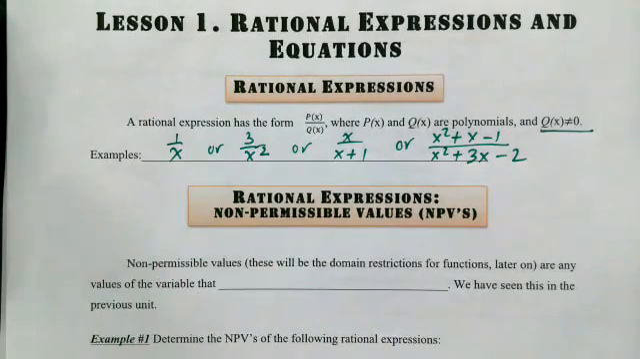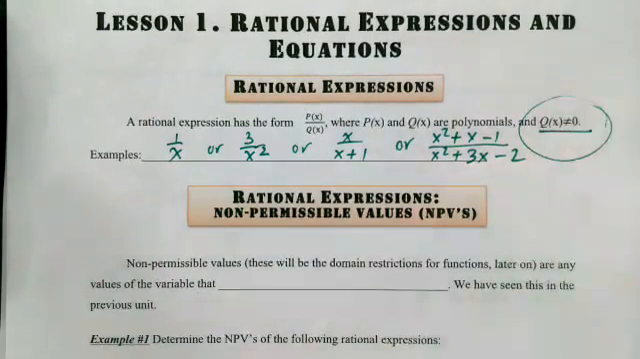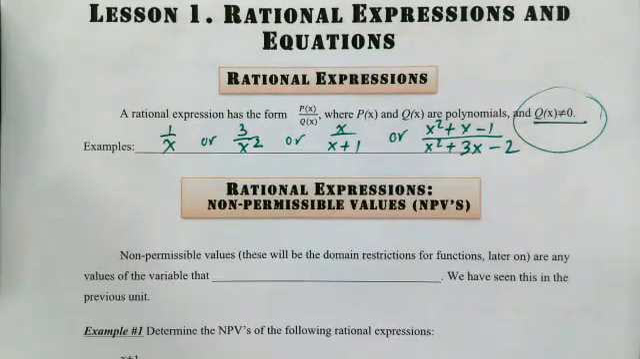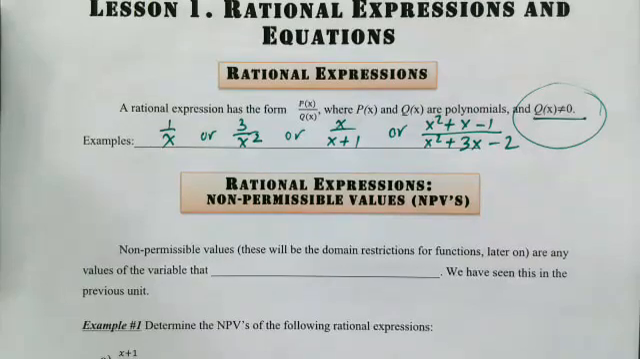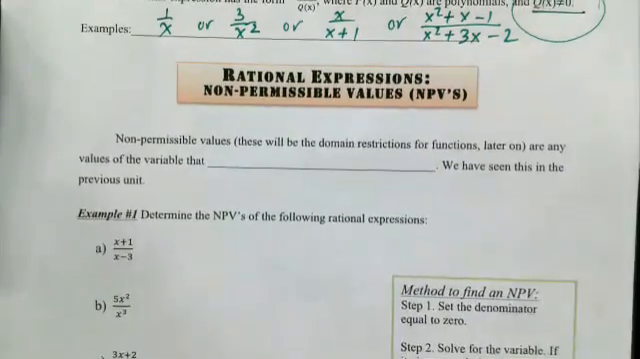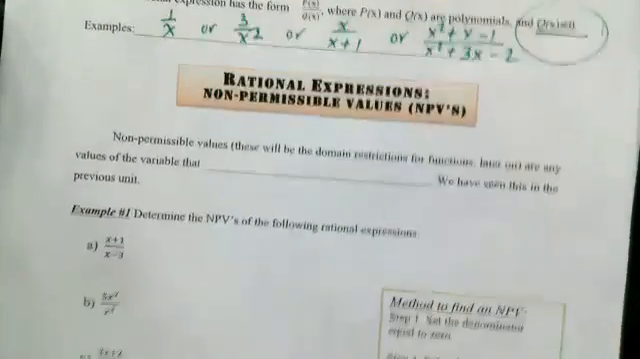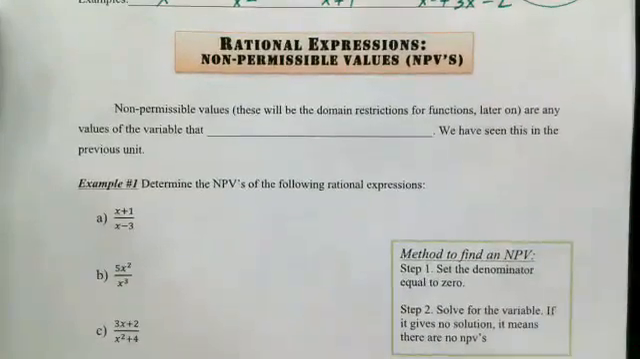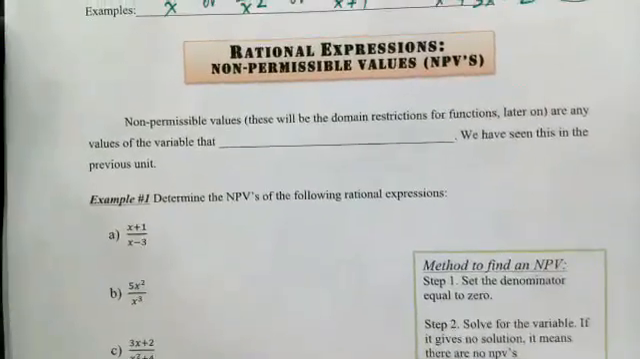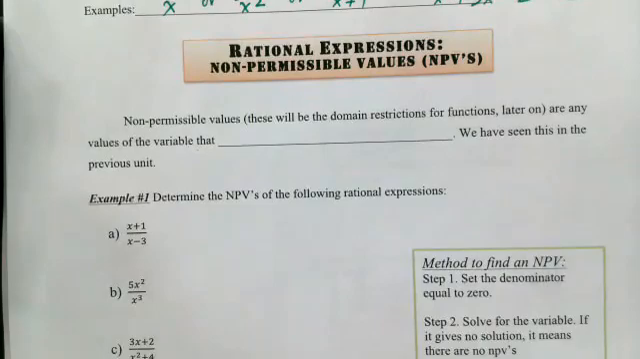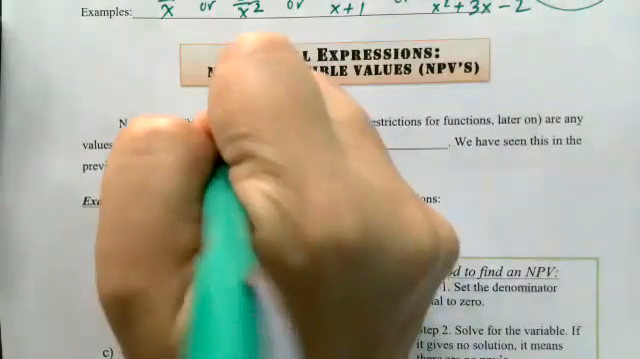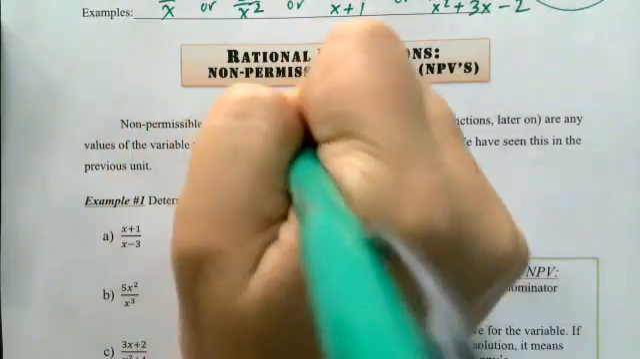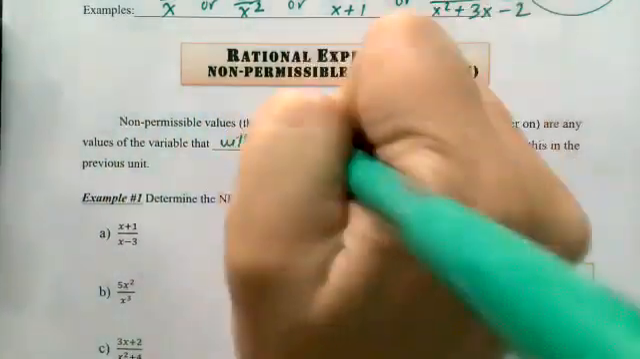Okay, so now these rational expressions, because of this condition, the denominator cannot be 0, they will have something that we call non-permissible values. In short, NPVs, because non-permissible values is a mouthful, right? So NPVs in short. Non-permissible values will later on in our functions become domain restrictions. They are any values of the variable that will make the denominator equal to 0.